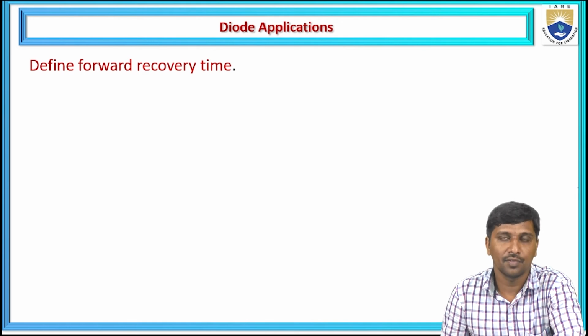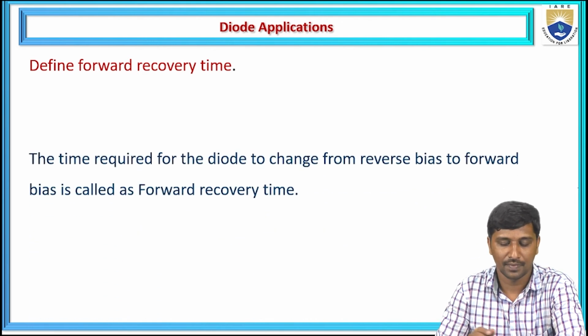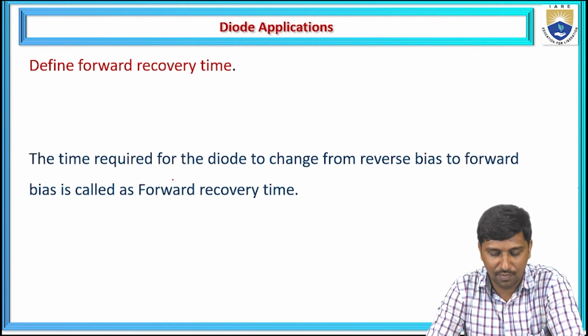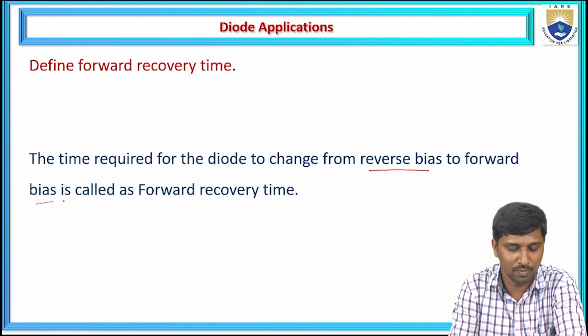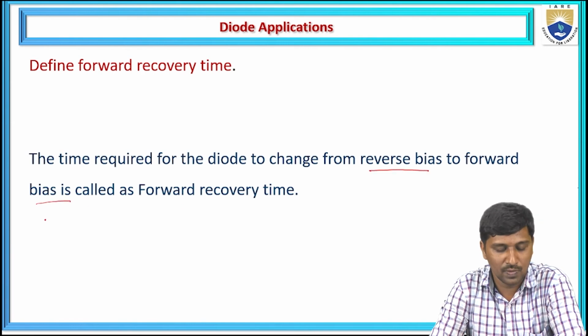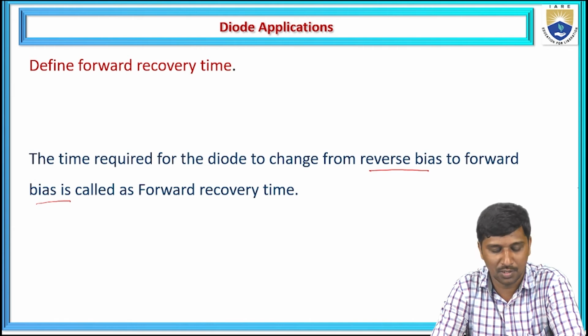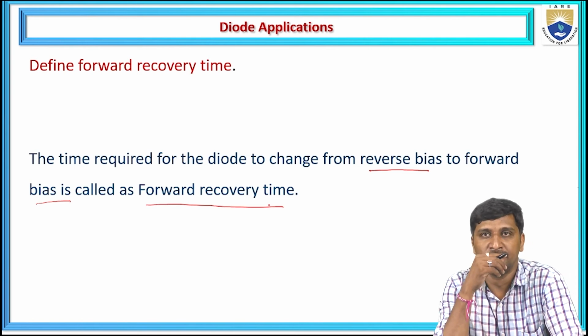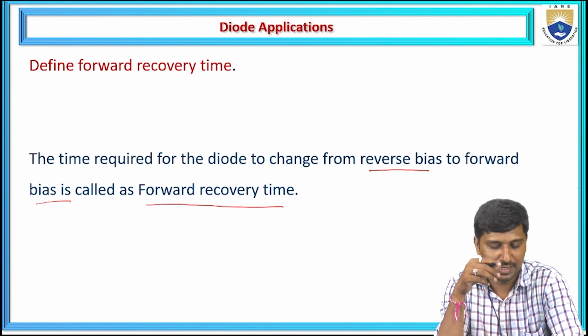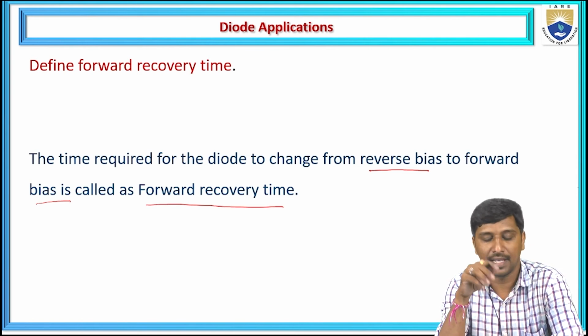And define forward recovery time. Here, the time required for the diode to change from reverse bias to forward bias, meaning how much time is required to change the state from the reverse bias condition to the forward bias condition, is called the forward recovery time.